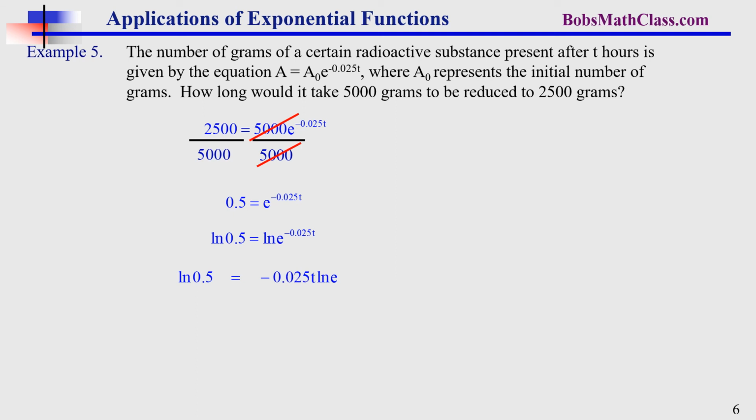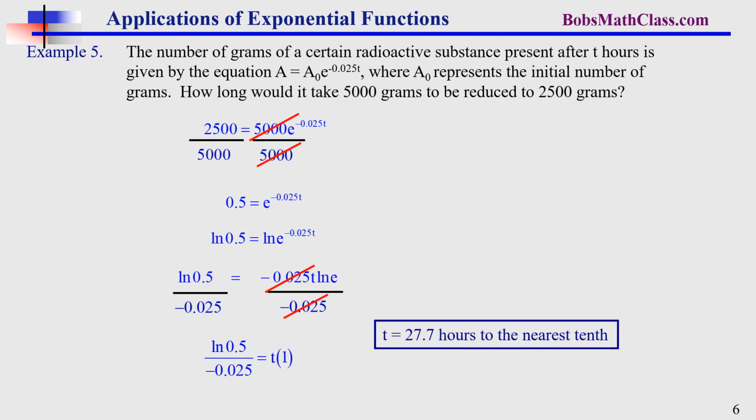Now, do you remember what ln of e is equal to? Right, it's 1. So we just have to divide by negative 0.025. Again, ln of e is 1, so that's t times 1, which is t. Type that into your handy-dandy calculator. And you get 27.7 hours. Again, I round to the nearest tenth. I didn't put that in the directions, but always pay attention to what your teacher wants you to round to. In this section, I think I just did tenths everywhere.